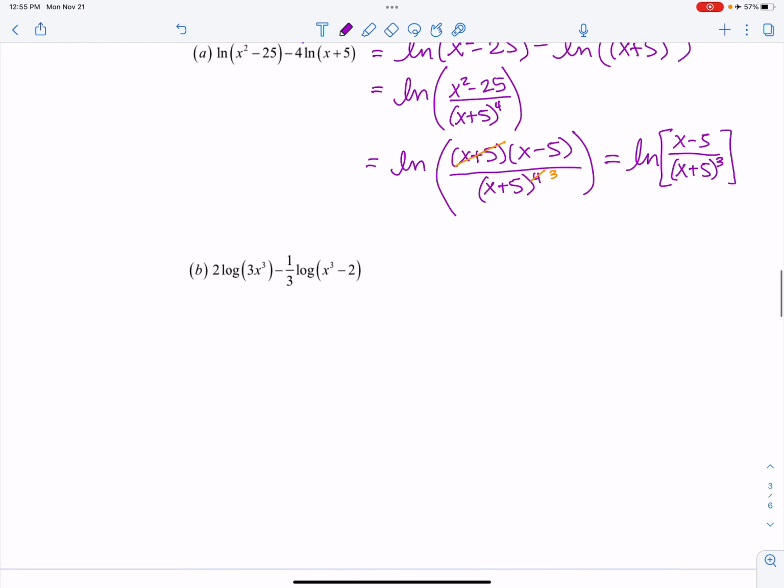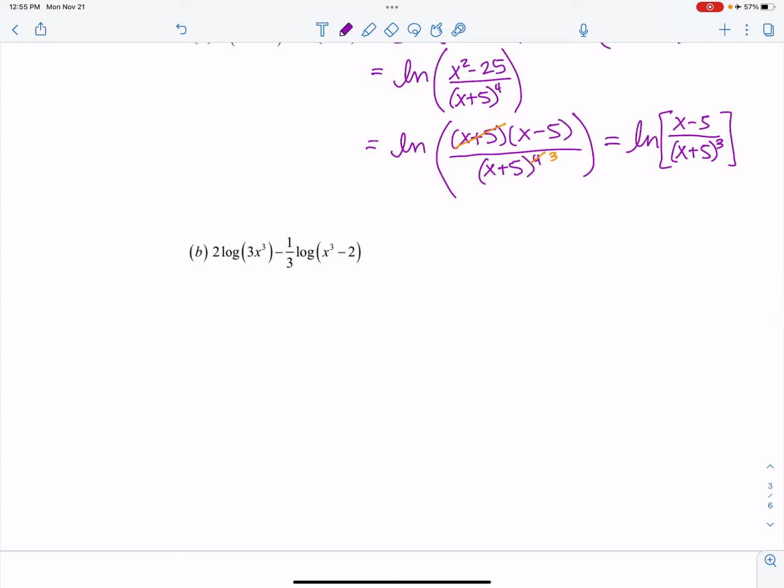Let's do another one. We have 2 log of 3x cubed minus 1/3 log of x cubed minus 2. So again, I want these things to just be a singular log. I don't want to have 2 log. I don't want to have 1/3 log. I just want 1 log. So what I'm going to do is use my power rule and put those powers back up in their places.